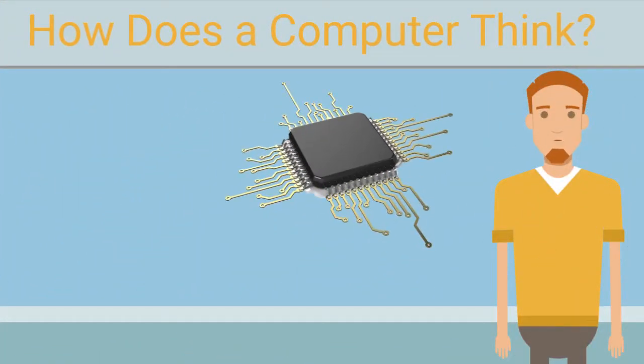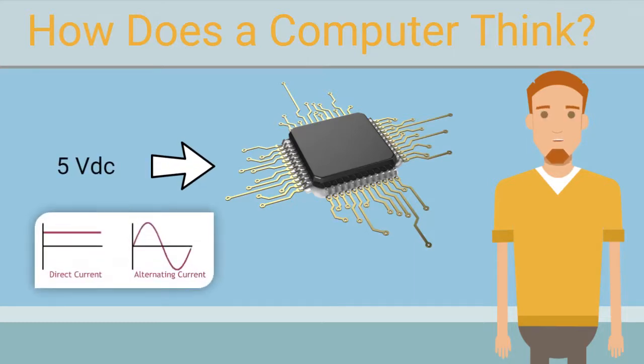So how does a computer think? It receives input in the form of an electrical signal. All computers use direct current, which flows in a single direction and is therefore predictable, as opposed to alternating current, which we use in our homes.